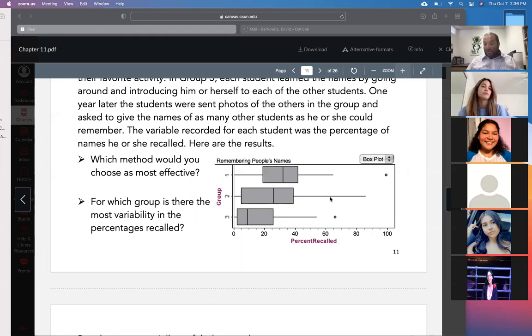Well, except for that big outlier in group 1. What do you think that outlier is in group 1, by the way? If you had to describe the person who's that outlier, how would you describe them? Someone in chat said, someone who did not participate. How would someone who did not participate manage to remember 100% of people's names? Yeah, it's somebody with like a photographic memory. That's what I would think.